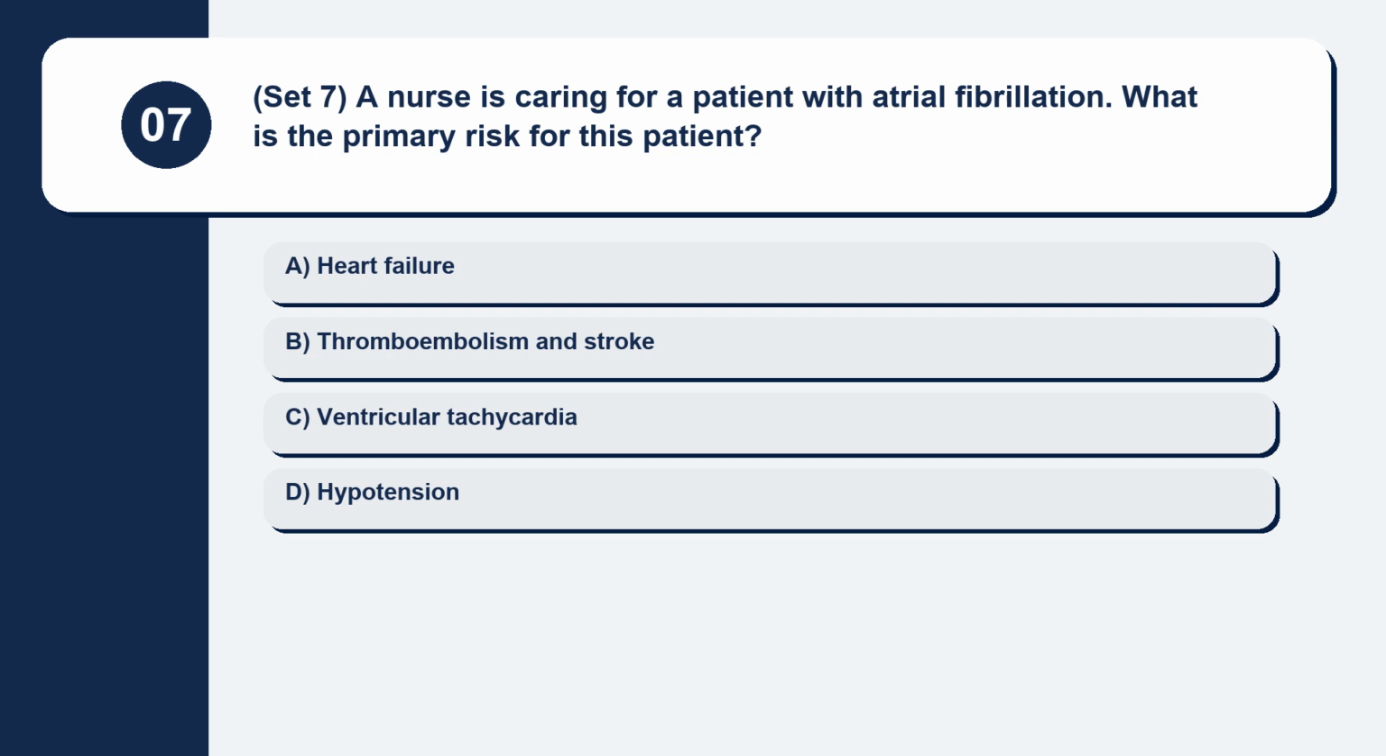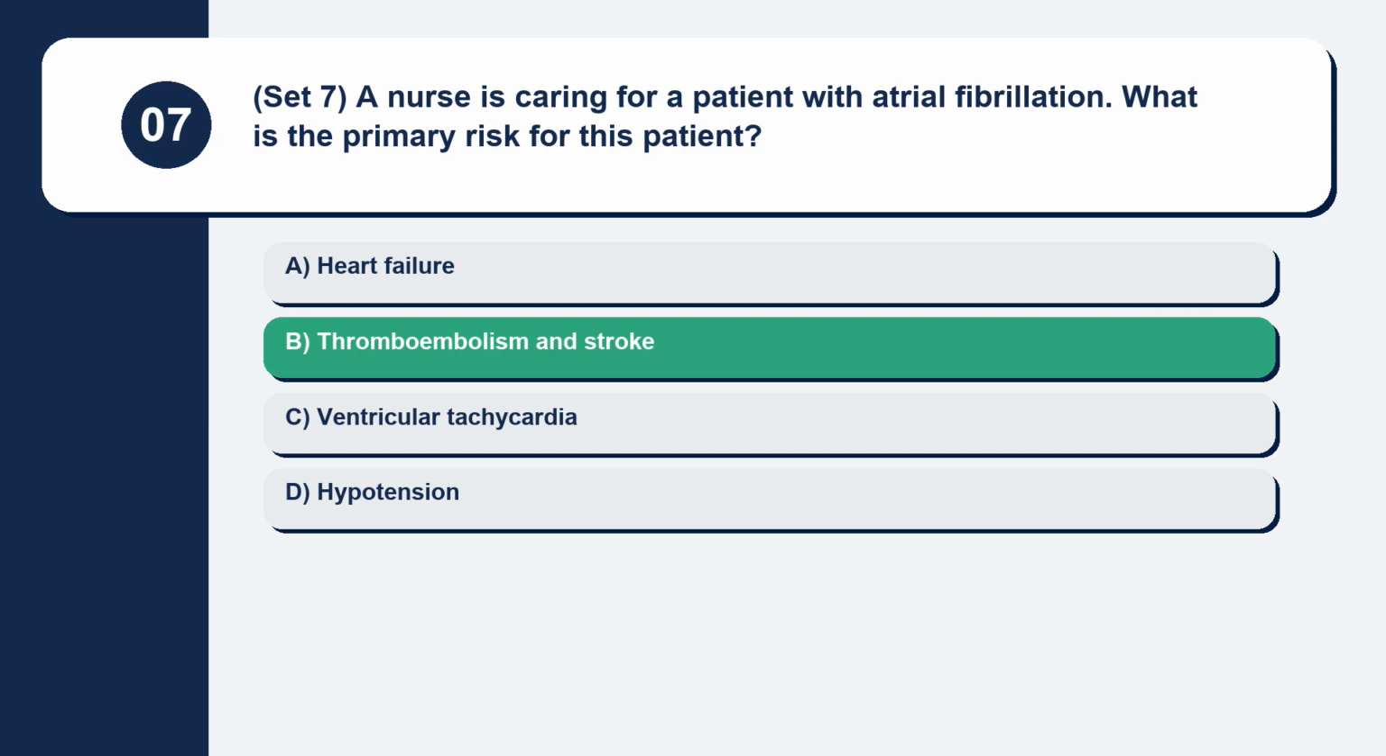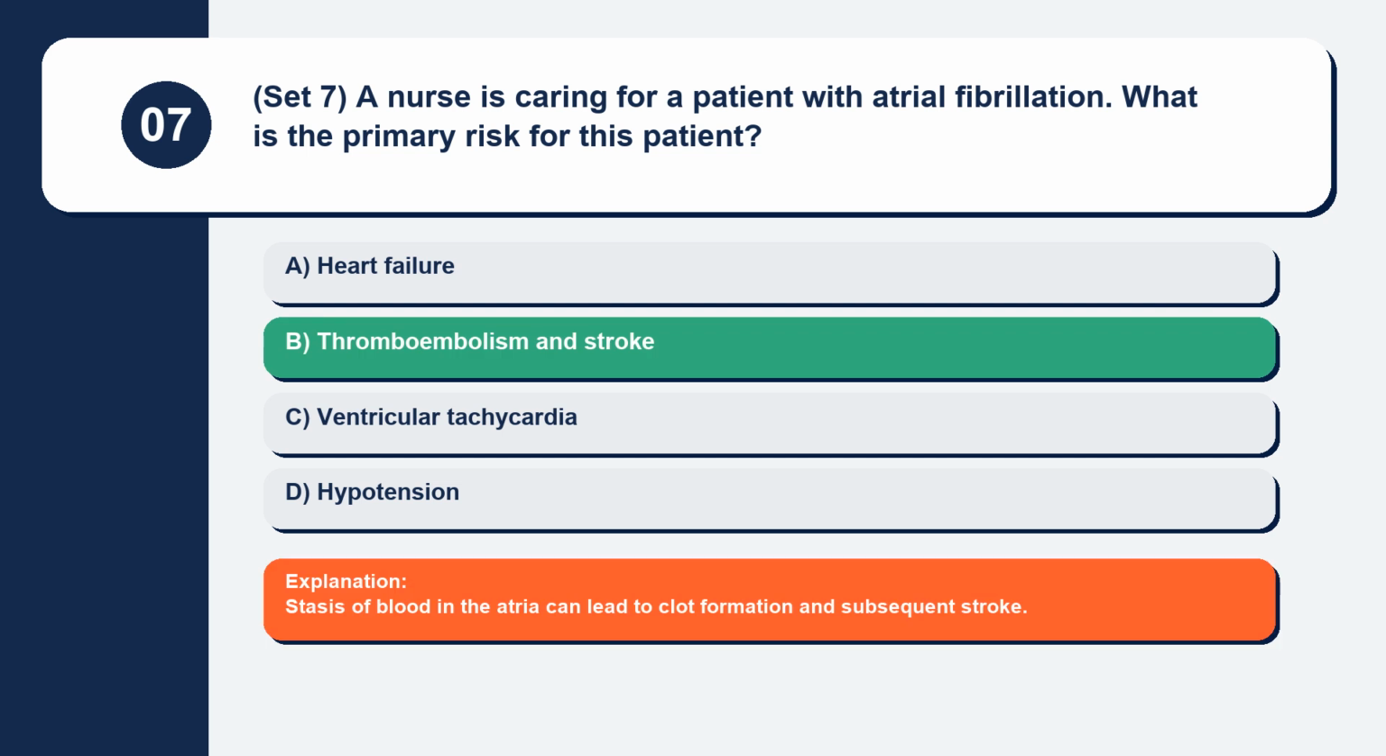Question 7. Set 7. A nurse is caring for a patient with atrial fibrillation. What is the primary risk for this patient? Heart failure, thromboembolism and stroke, ventricular tachycardia, hypotension. Stasis of blood in the atria can lead to clot formation and subsequent stroke.